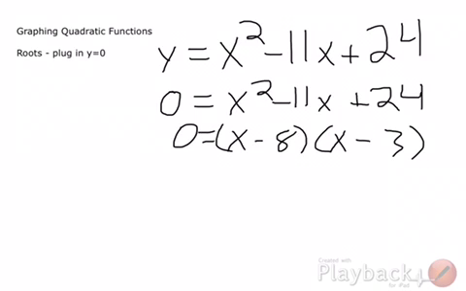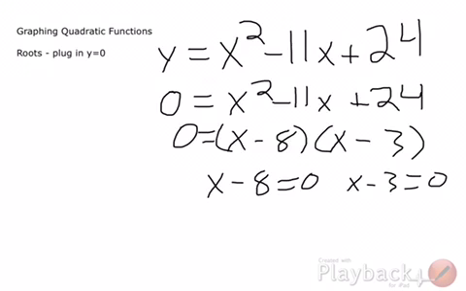Now, using the zero product property, we can say that either one of these chunks is equal to 0, because the whole thing is equal to 0. So I can say x minus 8 equals 0 or x minus 3 equals 0. So the roots of this function are going to be x equals 8 and x equals 3.